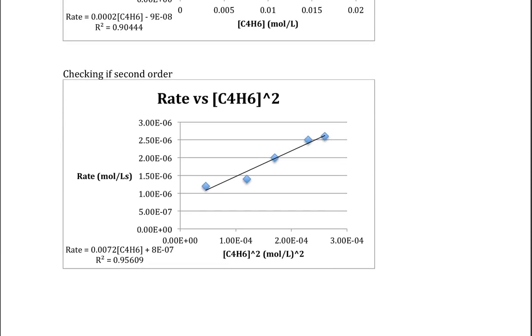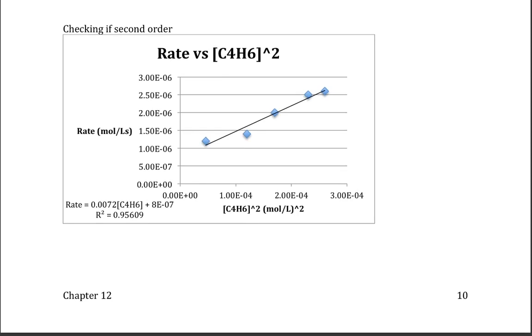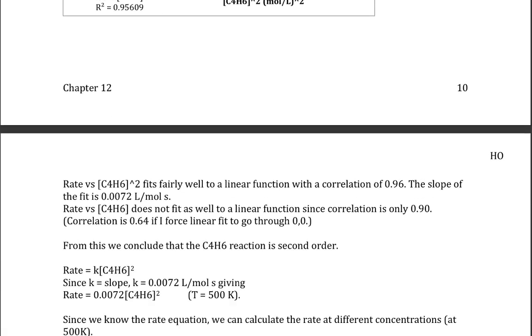correlation coefficient of 0.95609. That is better than the correlation coefficient for the first order situation. So we go with the better of the two, the correlation coefficient being closest to 1. So it would imply that it's second order. Notice that from our linear fit, we have a slope of 0.0072. We have a y-intercept of 8 times 10 to the minus 7, which is almost 0. We will call it 0.